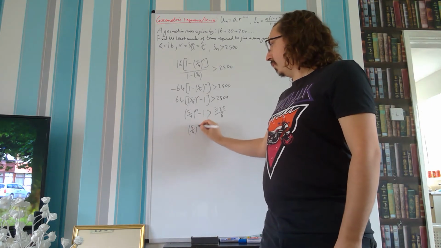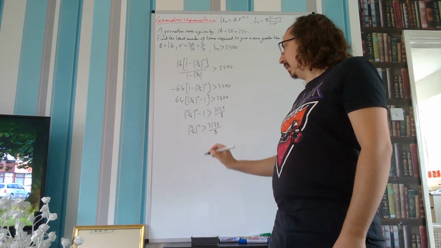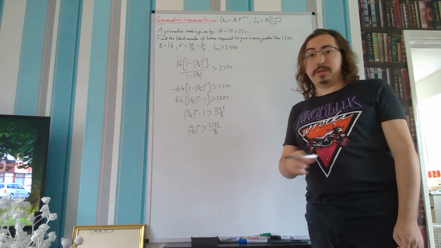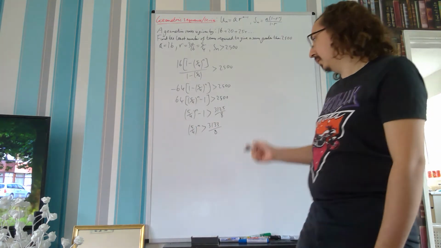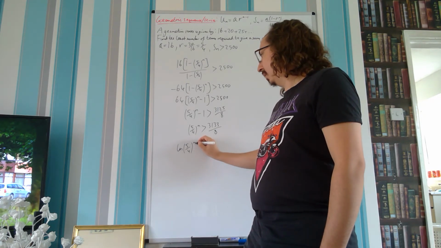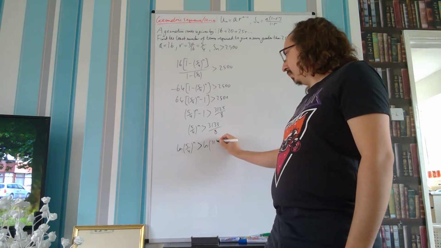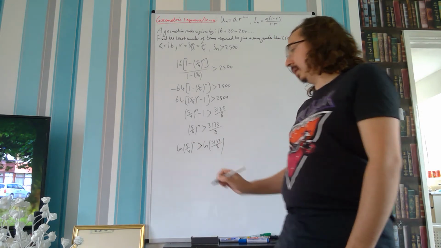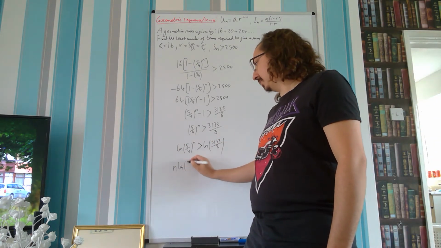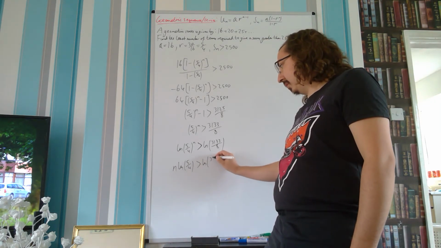So you've got 5 over 4 to the n is greater than 3,133 over 8. At this stage, to deal with the power, we need to bring in logarithms to both sides. So let's use the natural logarithm. The natural logarithm of 5 over 4 to the n is greater than the natural logarithm of 3,133 over 8. Bring the power to the front as a multiplier, so n times the natural logarithm of 5 over 4 is greater than the natural logarithm of 3,133 over 8.